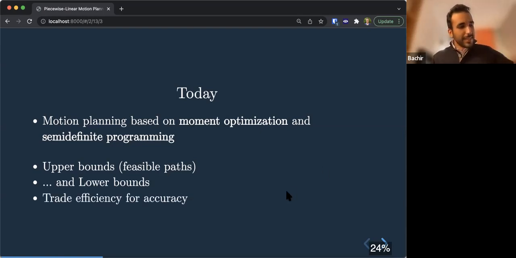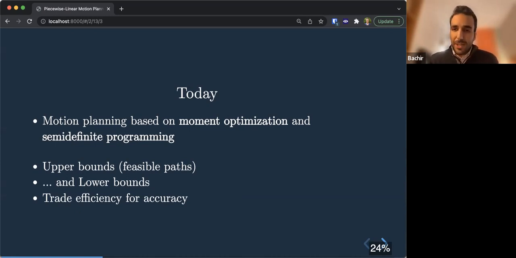And then we're going to see something. So I said, these methods are based on semi-definite programming. And if you have some experience with them, you know that there are some scalability issues when the size of the problem gets bigger and bigger.